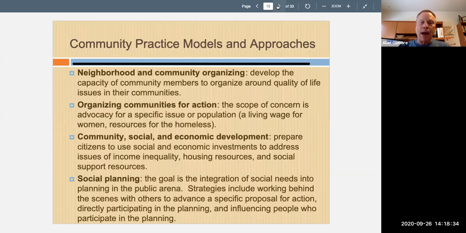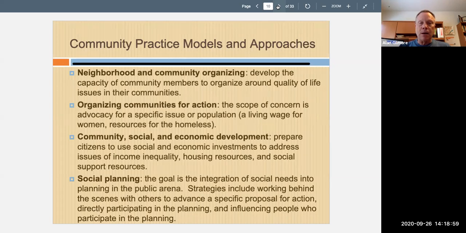Organizing communities for action. The scope of concern is advocacy for a specific issue or population. So an example here is a living wage for women or resources for the homeless. So this is a role that a community-based social worker would play where there's a particular focus on a particular issue or population.